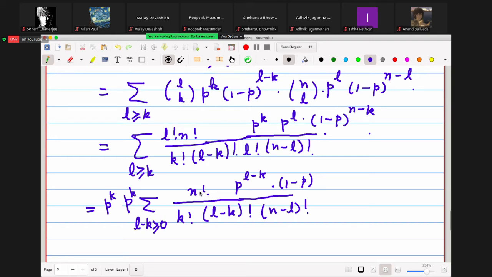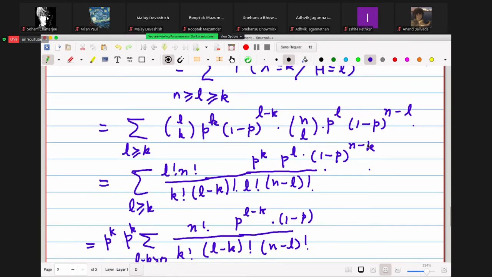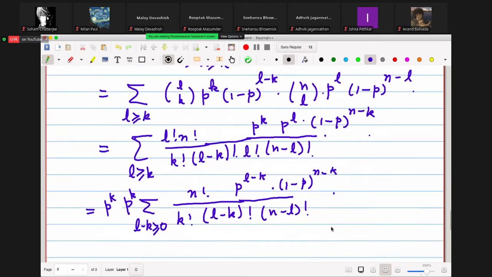Yeah, this I want to write as n minus k. I suppose this is n minus k. This is n. Why did I get this n minus k here? Okay, let me write here n minus k, no problem. That is n minus k, no? n minus k. n minus L factorial.